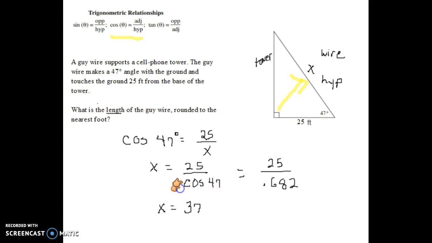Now on this one, we don't need to use the inverse function, right? We're not looking for the measure of the angle. We know the measure of the angle is 47. We're looking for part of the ratio. So this time, 25, hit divide by, hit your cosine button, hit 47, hit equals. And you should get, it says round to the nearest foot this time. So our nearest foot is 37. Hope this helps.